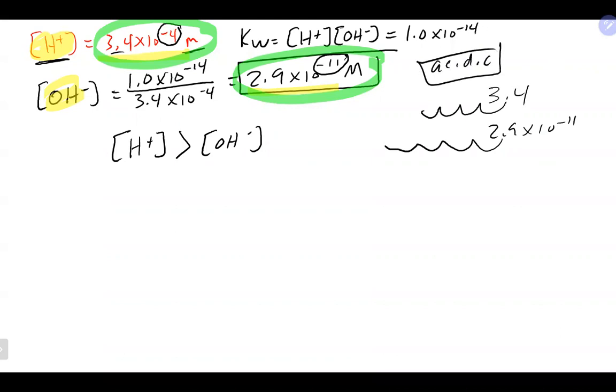So the way you could compare is compare the two concentrations. And again, if they're both negative exponents, which they most likely will be, the one that's actually the smaller negative exponent is the larger number. Any questions on that there? Okay.